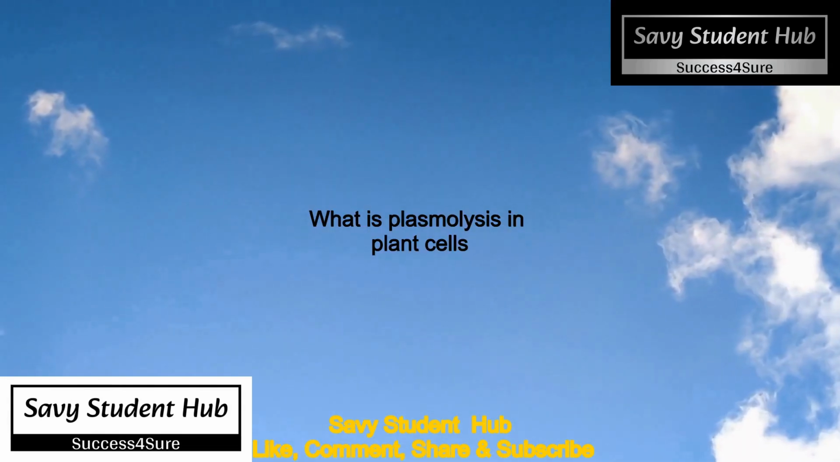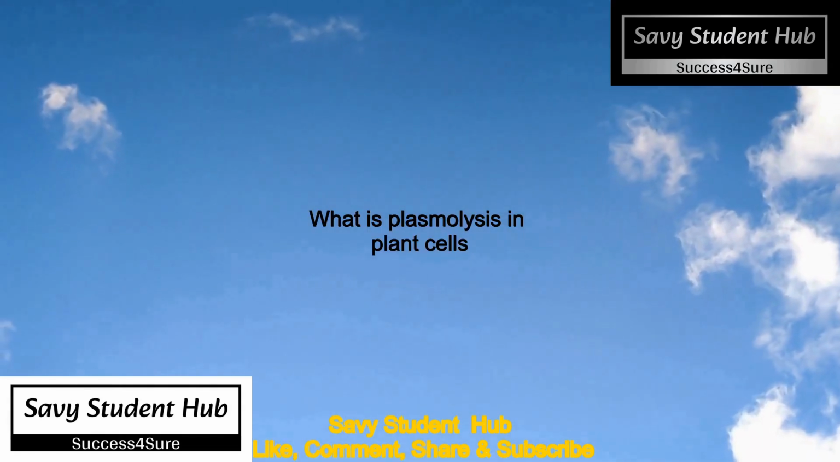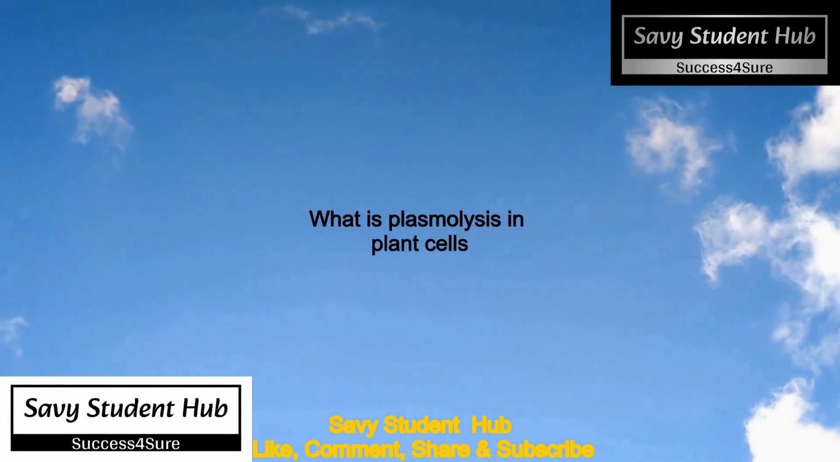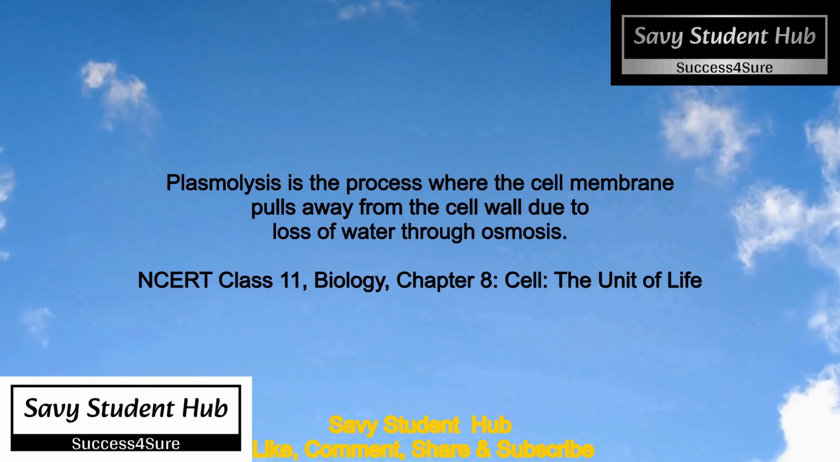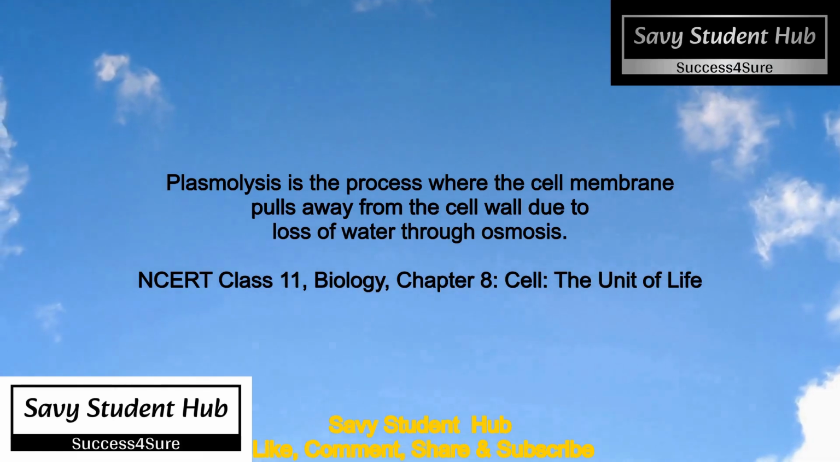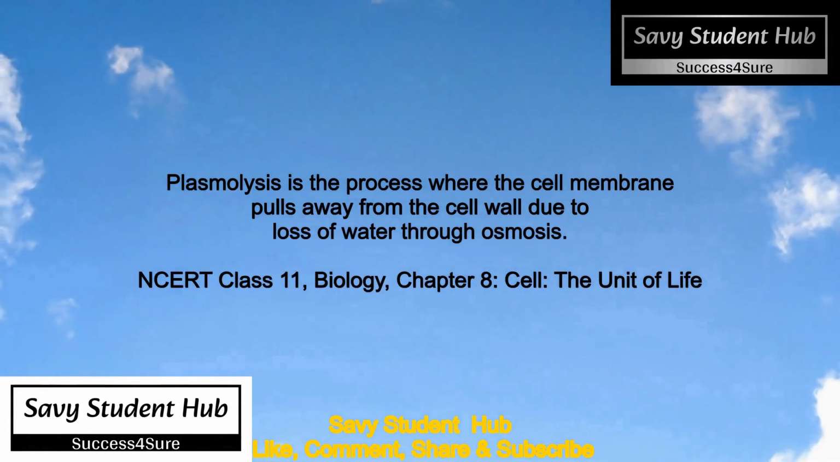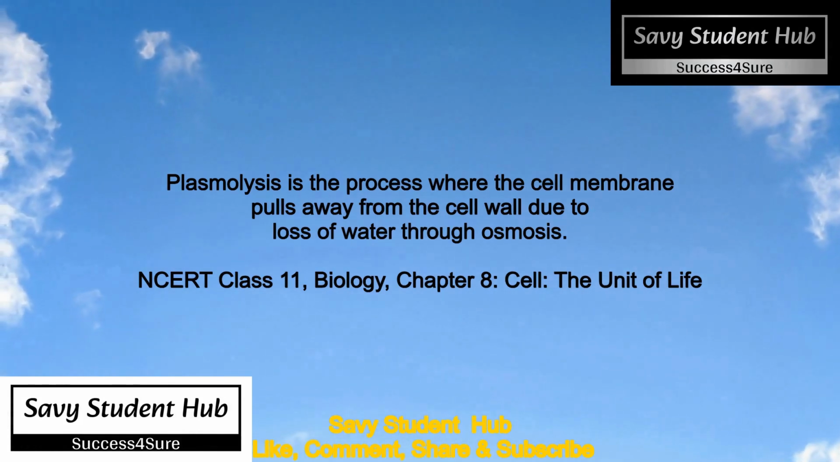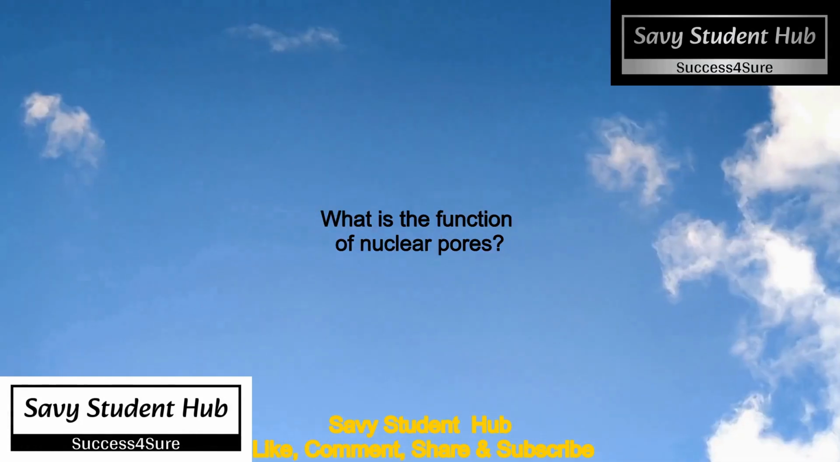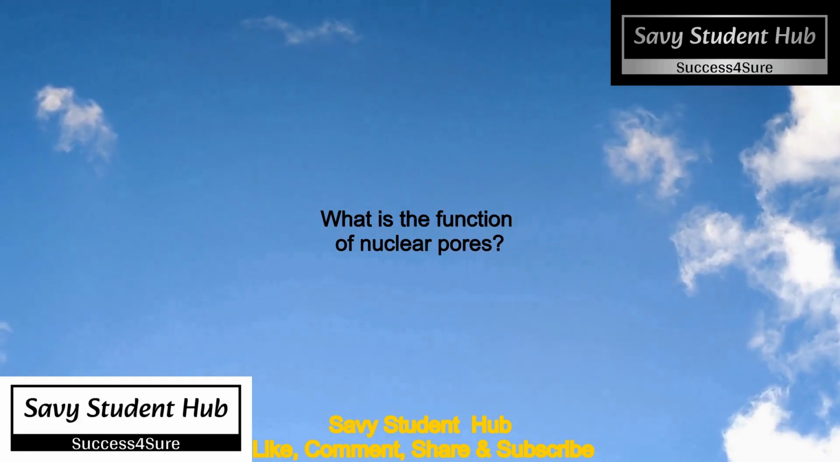What is plasmolysis in plant cells? Plasmolysis is the process where the cell membrane pulls away from the cell wall due to loss of water through osmosis. What is the function of nuclear pores?